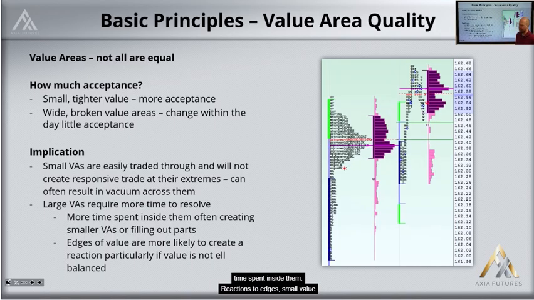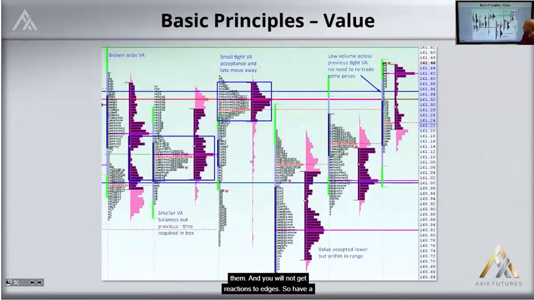You need more time spent inside them, and reactions to edges. Small value areas won't spend a great deal of time inside them, and you will not get reactions to edges. Let's have a quick look at a little sequence of different value areas moving through time here. And as we know, the market will seek to balance.